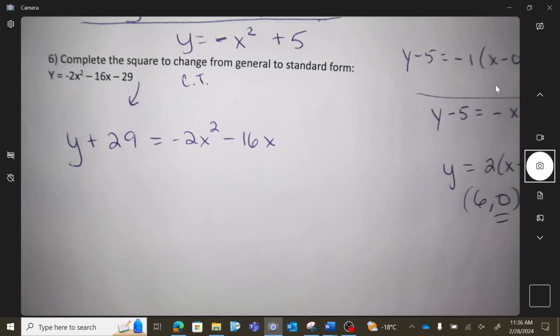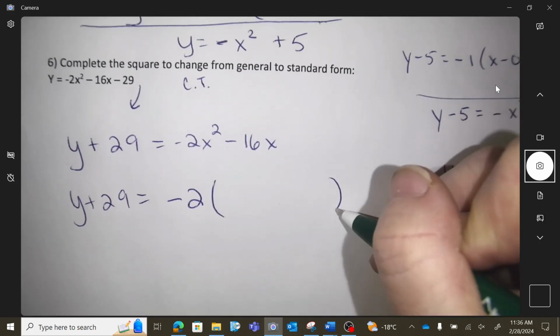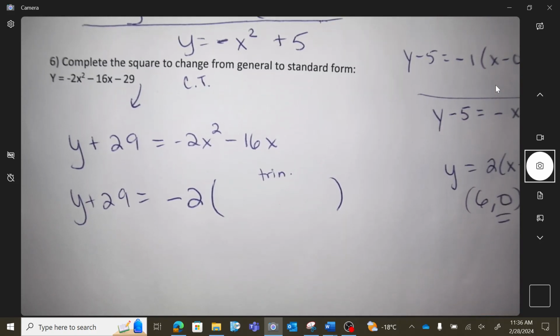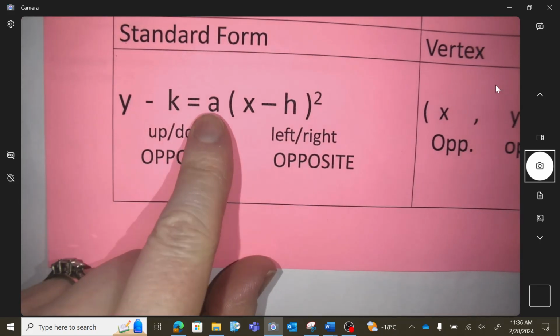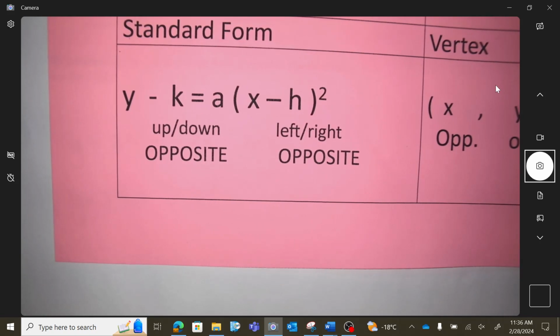Why can't I complete the square right now? Because it is not a simple trinomial. You can't do that. So what you're going to do is go -2 and then make a trinomial. So pull the -2 out. Okay, remember what you're doing. This is outside of this squared stuff. So pull it away from that. Pull it away.